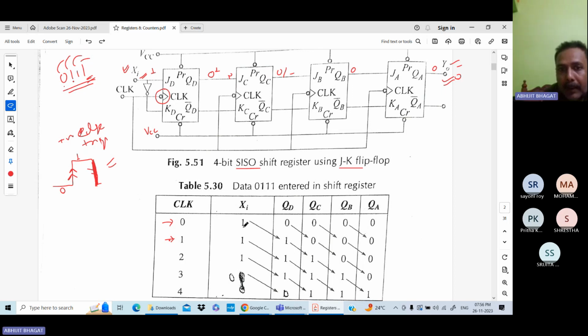For clock 1, here xi will be the next input, this one. Okay, xi will be the next input. For clock 2, now this. Suppose this, sir.